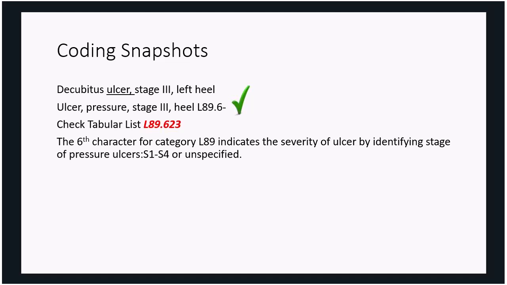So when we scroll down further, we see L89.62, and it says check 6th character. So this lets you know we have to have 6 characters. So we scroll down and we see L89.623, pressure ulcer of the left heel, stage 3.